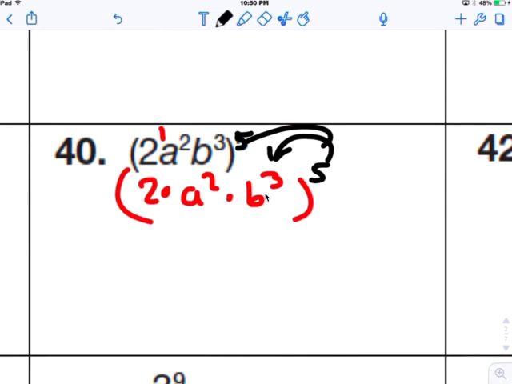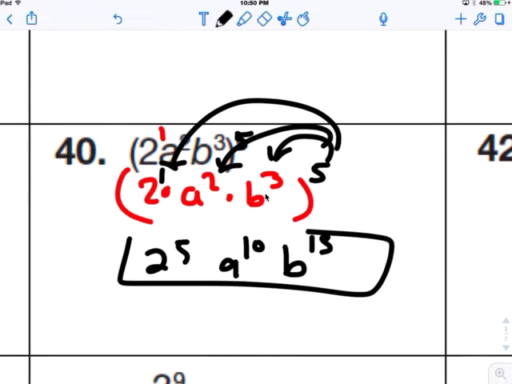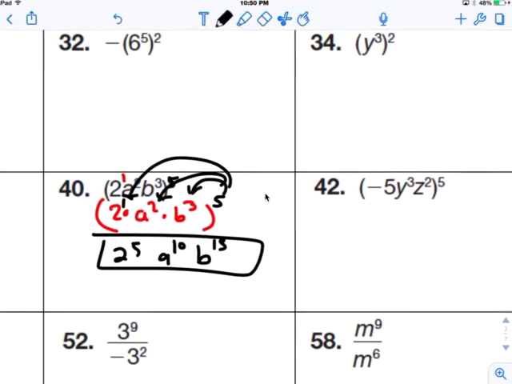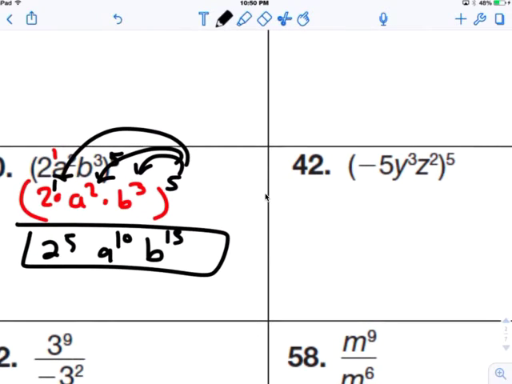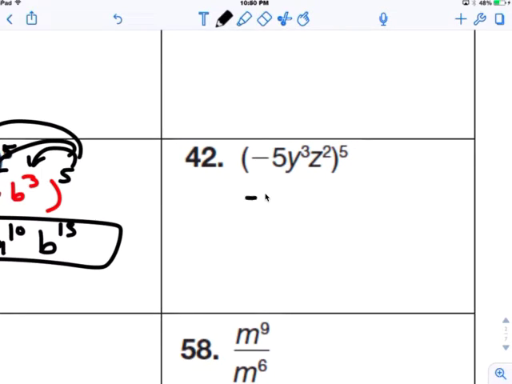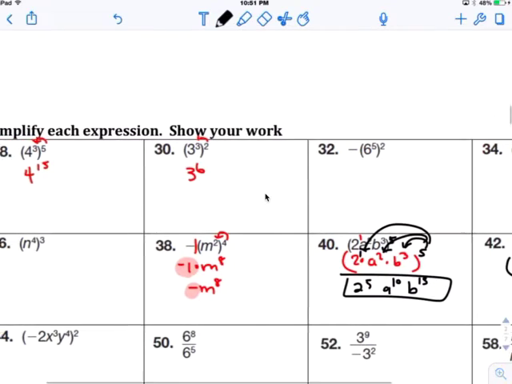Distribute, distribute, distribute to the 1st right here. So 2 to the 5th, a to the 10th, and b to the 15th. Okay? So that's the power to a power rule. Be careful with something like 42. That's negative 5 times y to the 3rd, z to the 2nd. And then this is the number 1 with the 5, and distribute, distribute. Very easy distributive property, right?